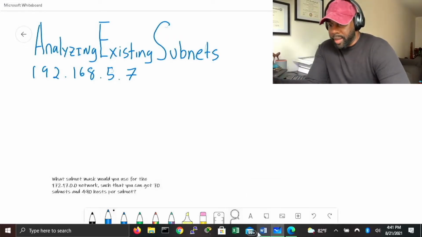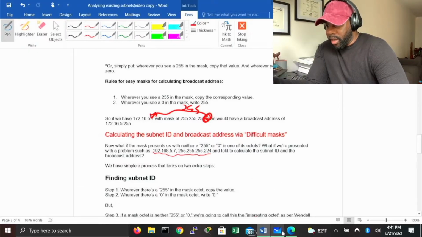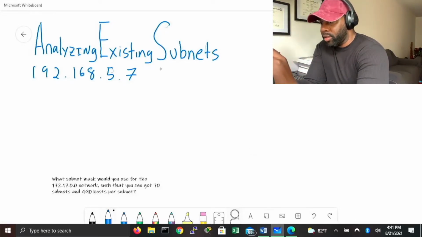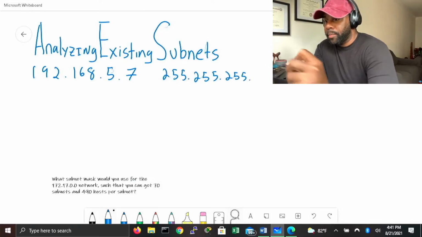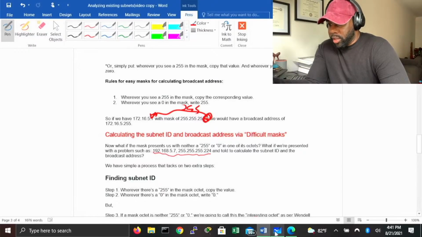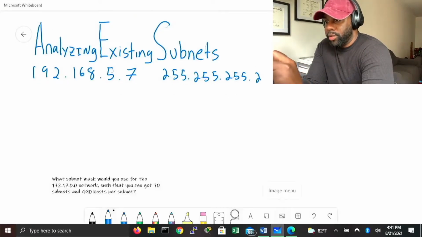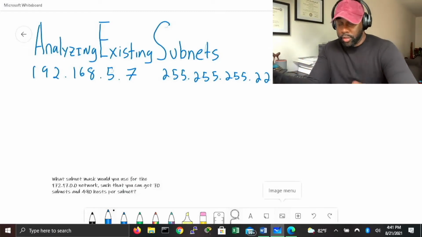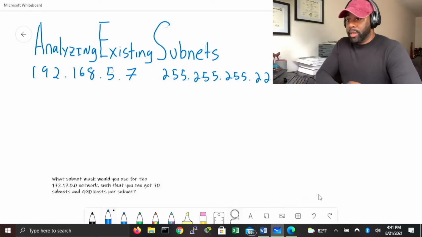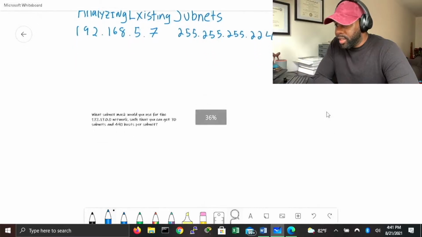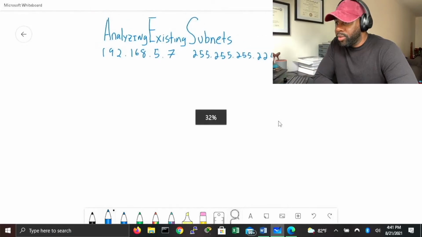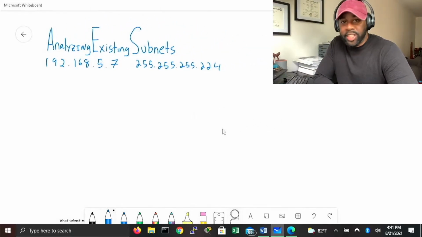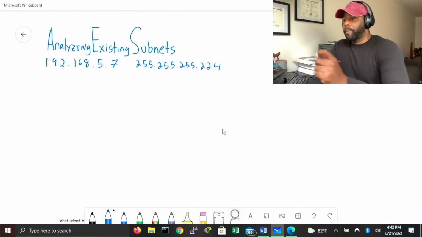192.168.5.7 with a subnet mask of 255.255.255.224, right? Let me just make sure. Pretty straightforward, we're just writing it out. Thankfully, they gave us the subnet mask in dotted decimal notation, so we don't have to do any prefix translations or none of that stuff. So here we go.